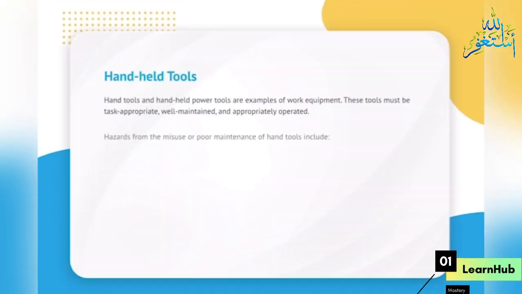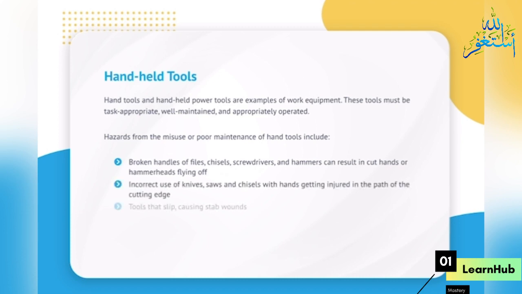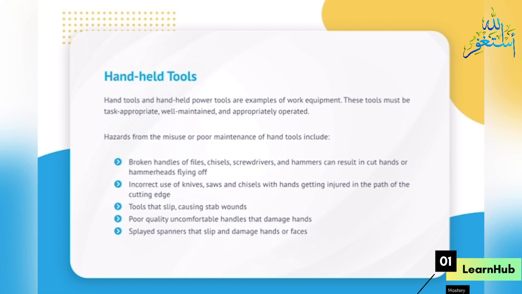Handheld tools. Hand tools and handheld power tools are examples of work equipment. These tools must be task-appropriate, well-maintained, and appropriately operated. Hazards from the misuse or poor maintenance of hand tools include broken handles of files, chisels, screwdrivers, and hammers, which can result in cut hands or hammerheads flying off. Incorrect use of knives, saws and chisels, with hands getting injured in the path of the cutting edge. Tools that slip, causing stab wounds. Poor quality uncomfortable handles that damage hands. Splayed spanners that slip and damage hands or faces.